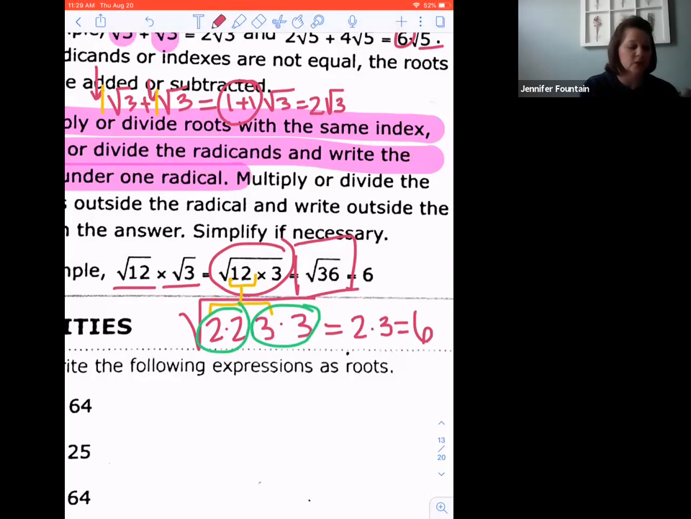It helps to know your perfect squares. If you haven't memorized perfect squares, that can be something you do with flashcards. 2 times 2 is 4, 3 times 3 is 9, 4 times 4 is 16, 5 times 5 is 25, 6 times 6 is 36, and keep on going. I would go at least until 13, maybe even 14. So if you learn your perfect squares, then that's going to help you in the long run.